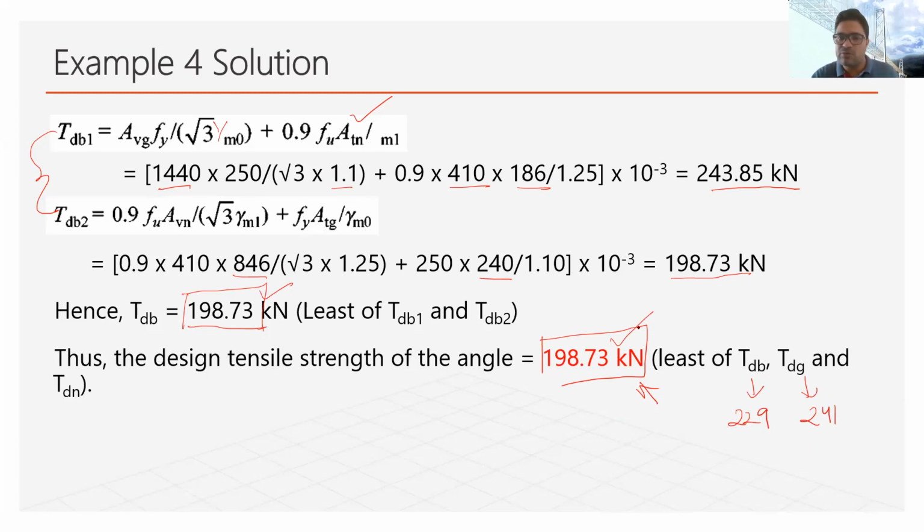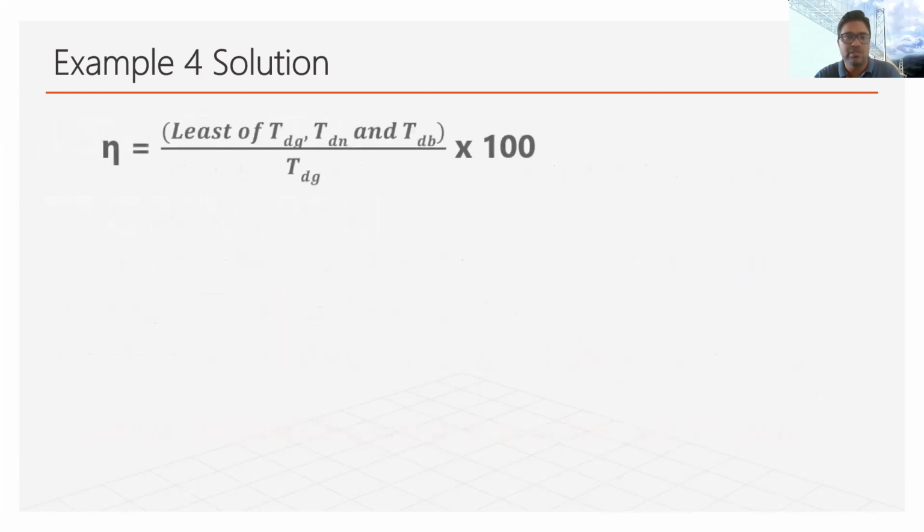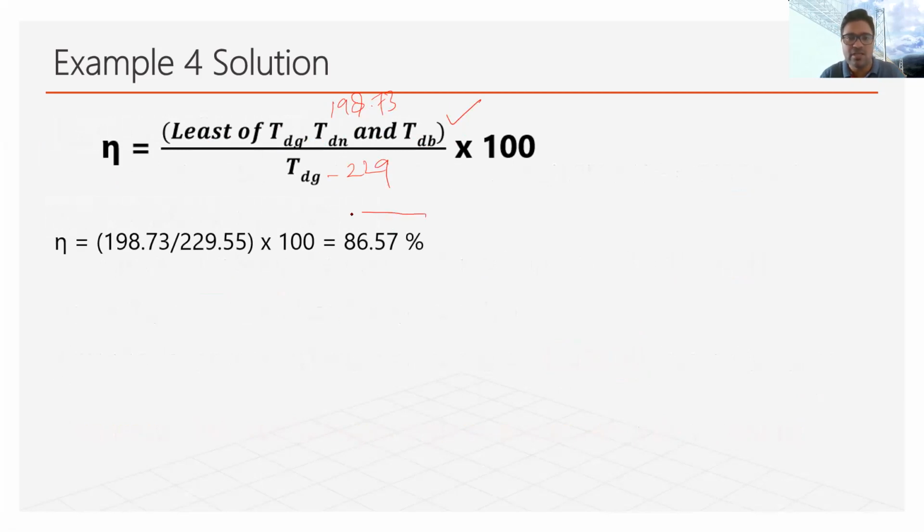Now we have calculated the strength of the angle section. Now we will find out the efficiency of this angle section when we connect it with the 100 mm leg. We know that the efficiency formula is this one. I have introduced this in the previous lecture. So eta will be the least of TDG, TDN, TDB, which is 198.73, and TDG will be 229. Putting all the values, we get the efficiency of the angle section as 86.57%. So this efficiency is when we connect the longer leg.